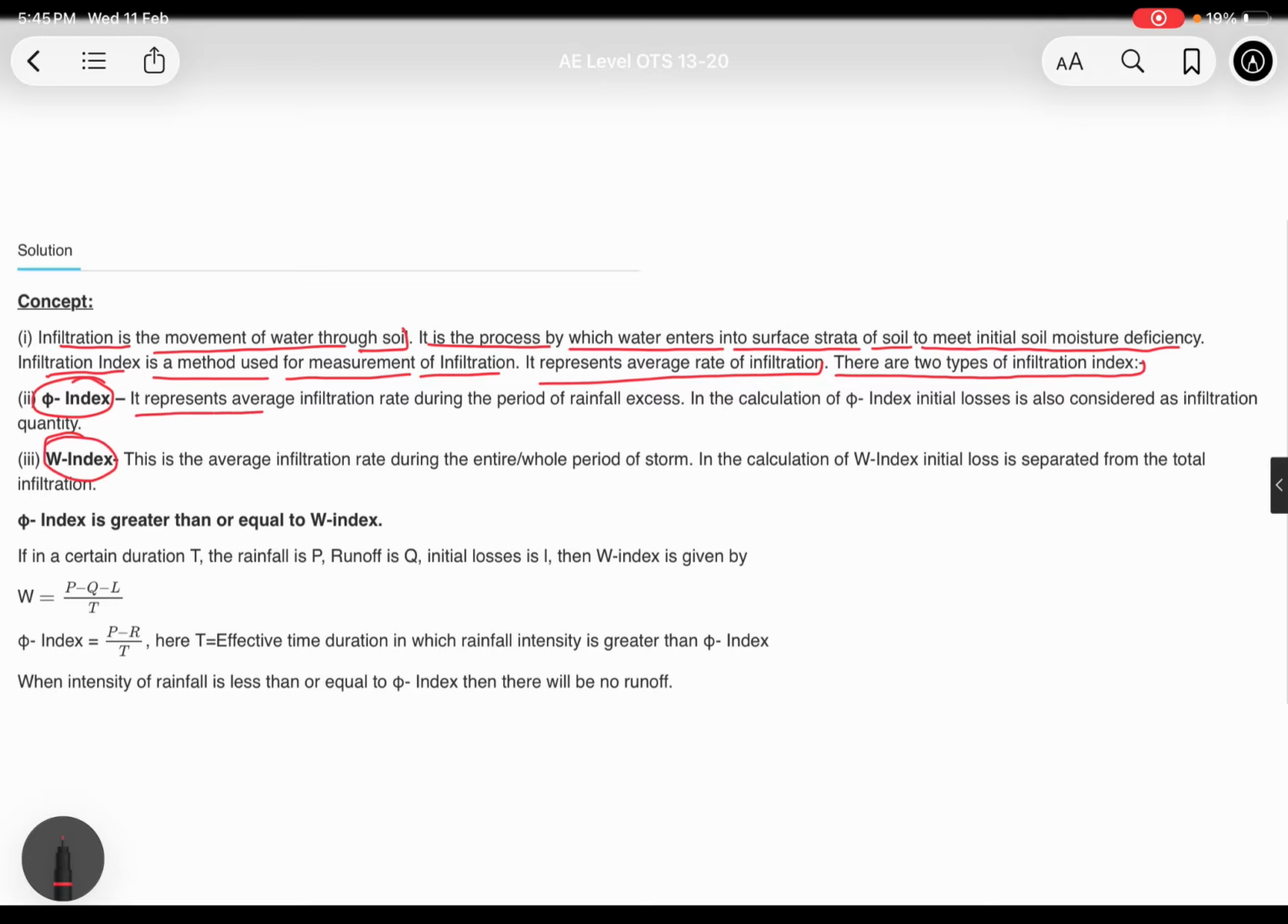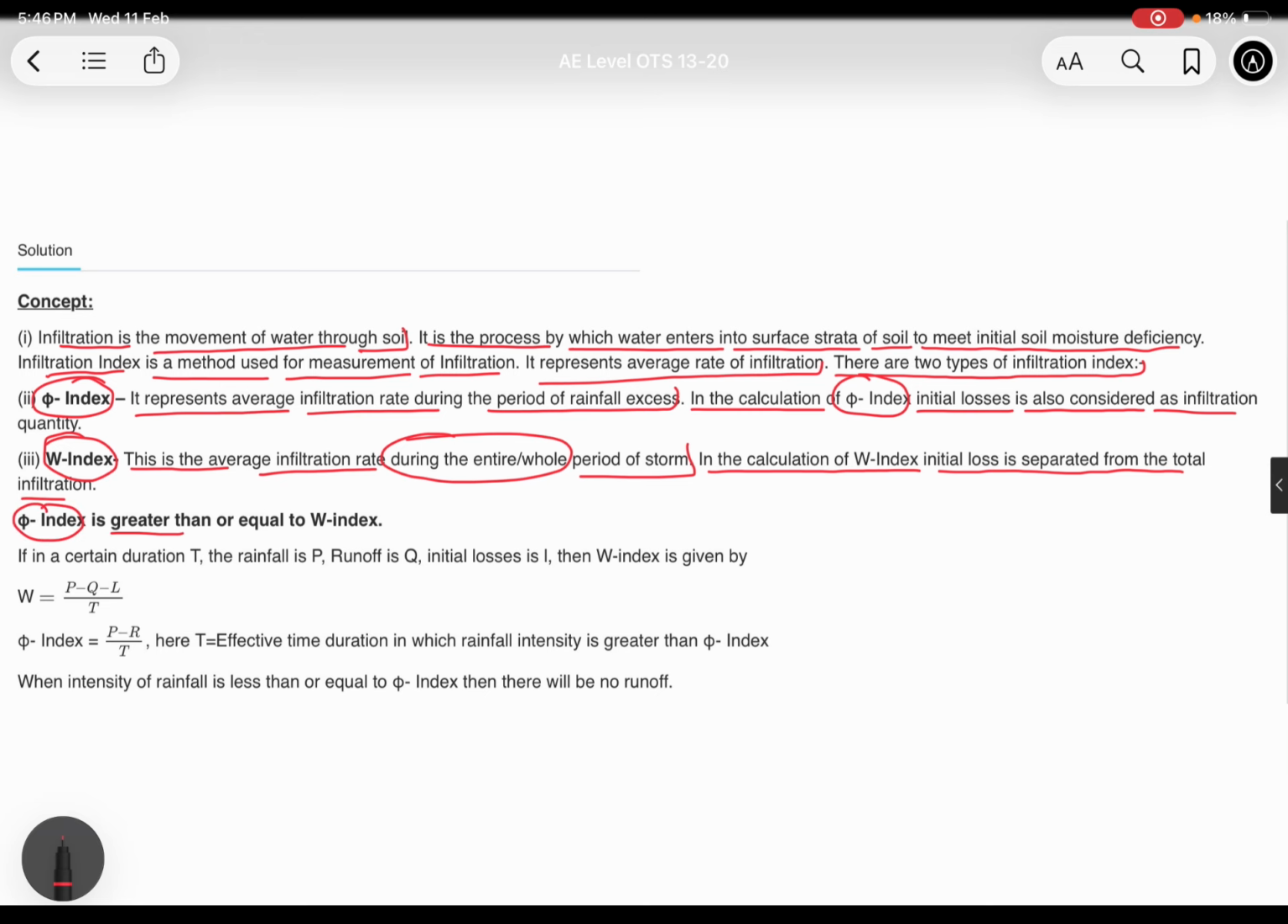Phi index represents the average infiltration rate during the period of rainfall excess. In the calculation of phi index, initial losses are also considered as infiltration quantity. W index is the average infiltration rate during the entire period of the storm. In the calculation of W index, initial loss is separated from the total infiltration. Phi index is greater than or equal to the W index.